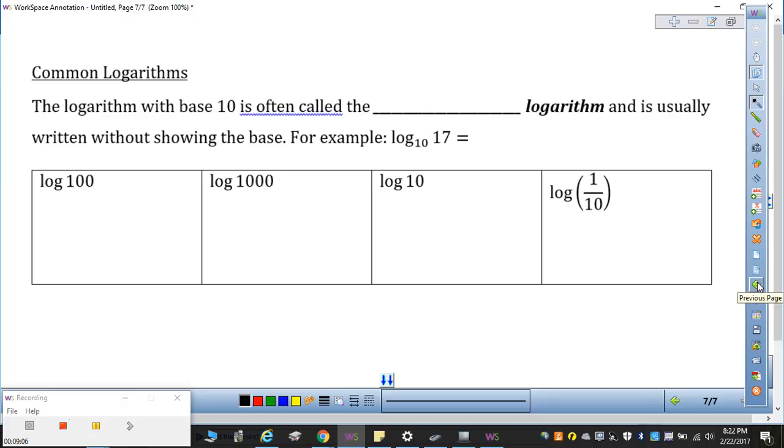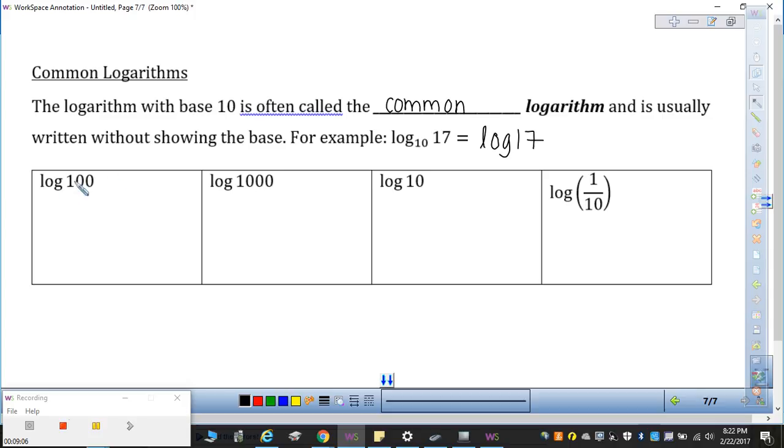Alright, finally we're going to talk about common logarithms. The logarithm with base 10 is so frequently used, it's often called the common logarithm or the common log, and it's usually written without showing the base. For example, if you wanted to write log base 10 of 17, you would just write log 17. In the next few problems, we'll see that the base is not shown. We can assume that it is a base of 10.